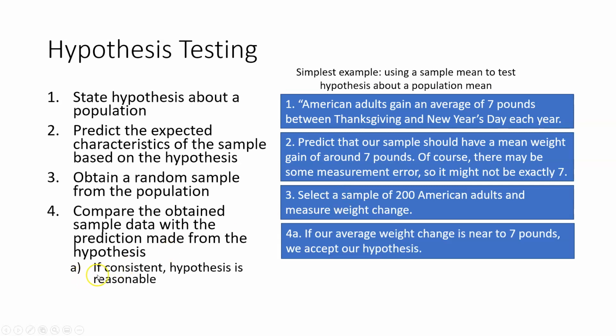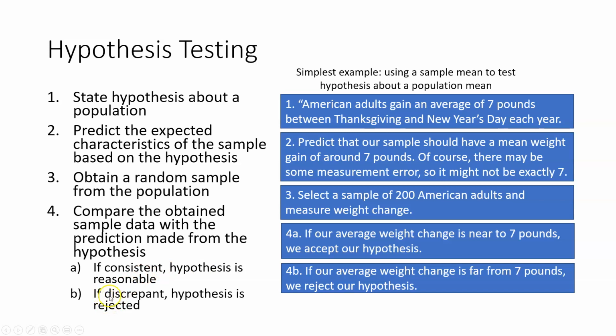And if what we saw was consistent with our hypothesis, then we say, our hypothesis is reasonable, we're probably right. So, if that's what happens, then if our average weight change is near 7 pounds, then we accept our hypothesis. But if what we see is discrepant, different from what we guessed, then our hypothesis is rejected. So, if in that case our average weight change is far from 7 pounds, then we reject our hypothesis.